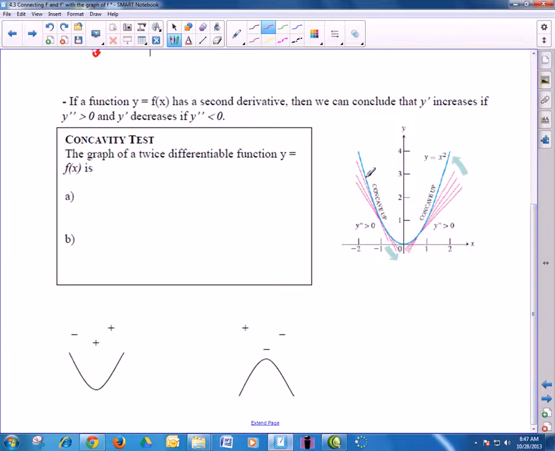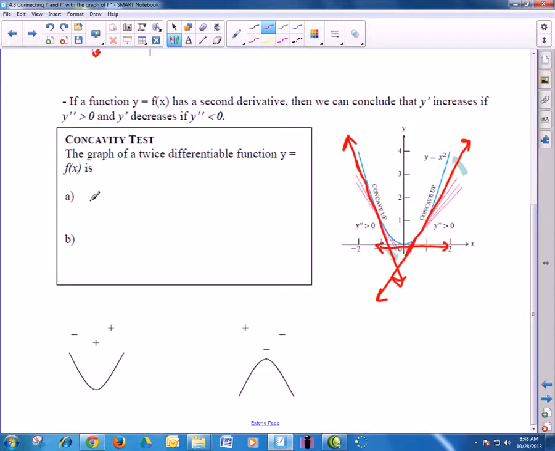Here's another one. This graph is always concave up, because you have a really large negative slope here, and then here's your horizontal tangent. So it's still getting bigger even though it's 0. And then you have a really large positive slope on this side, and their slopes keep getting bigger and bigger. So this graph is always concave up.